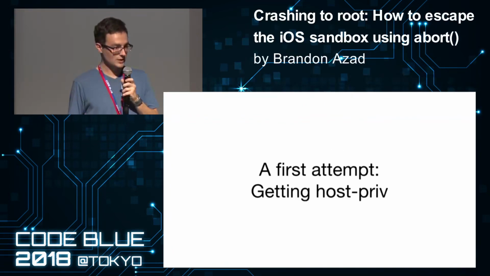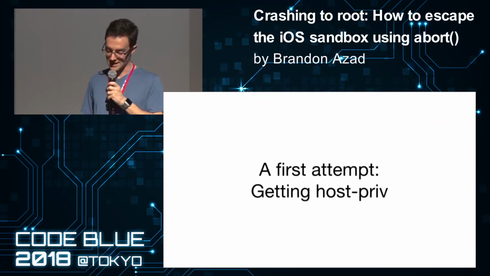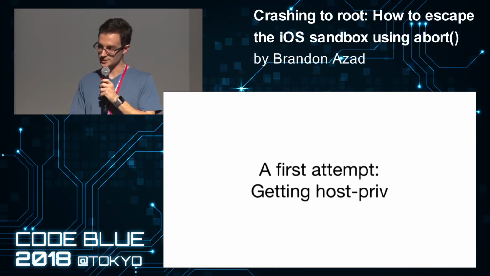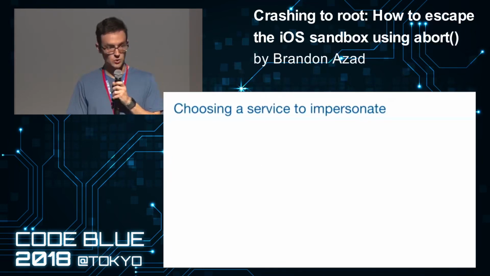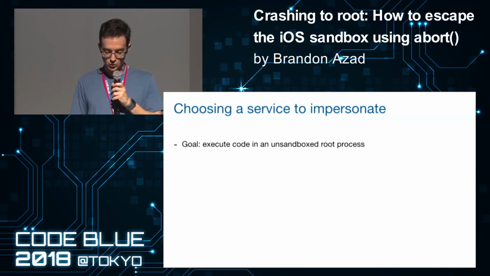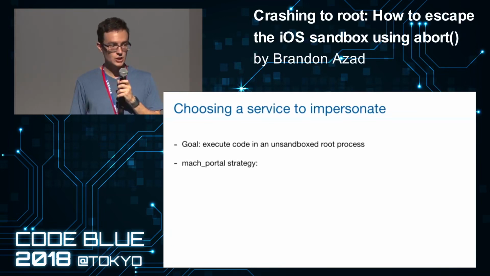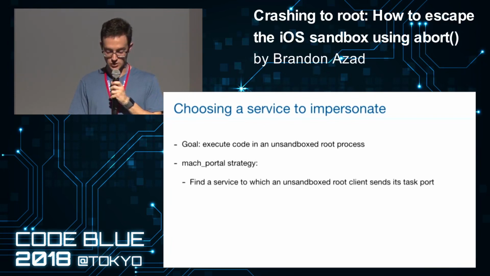So now that we can impersonate services, let's look at my first attempt to use this capability to elevate privileges. The key to using service impersonation well is in choosing the right service to impersonate. Remember, our goal is to execute code in an unsandboxed root process. Fortunately, we can look to past exploits for ideas. The mock service impersonation technique was actually invented by Ian Beer of Project Zero as part of his mock portal exploit. The strategy used there was to find a service to which an unsandboxed root client process would send its task port in a mock message.